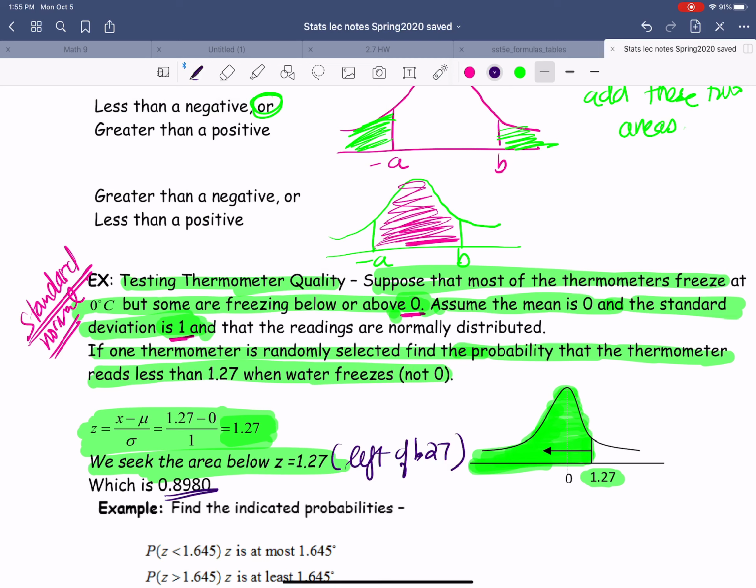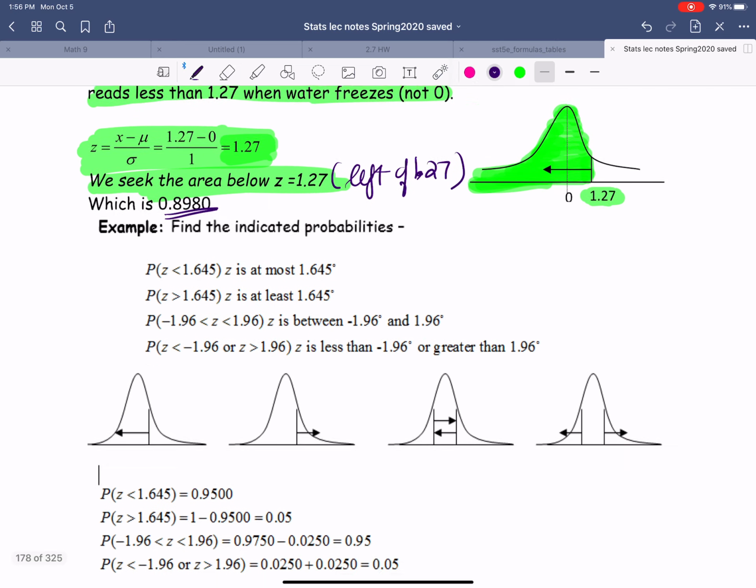How do you interpret this? What does this really mean? It simply means there is about 89.80% chance that if you randomly select a thermometer, it would be freezing below 1.27. Okay, that probability that the thermometer reads less than 1.27 when the water freezes, there's high chances, about 90% chances of that happening.